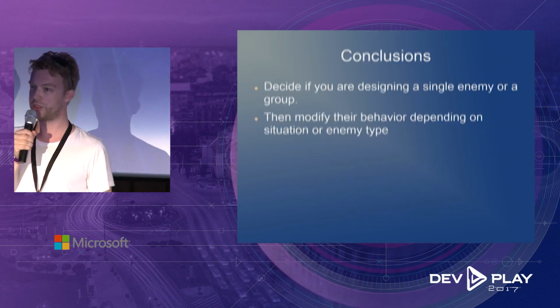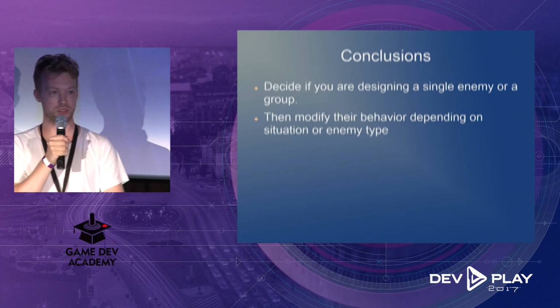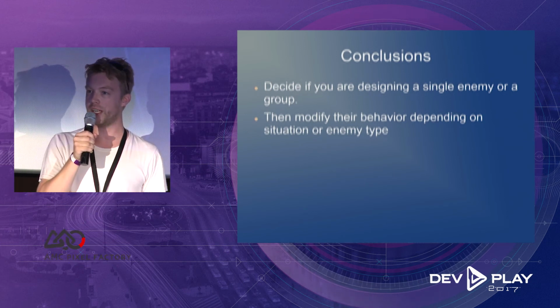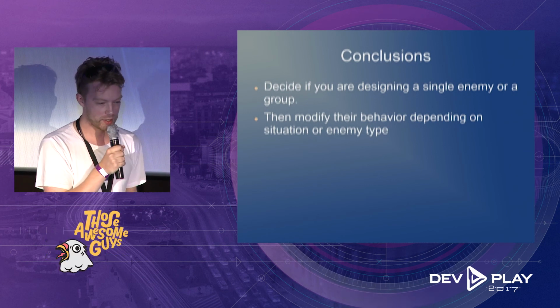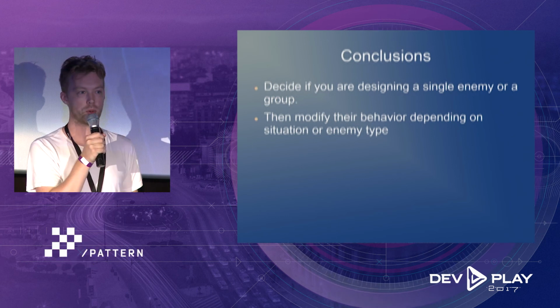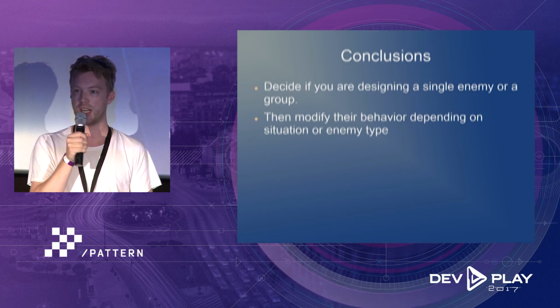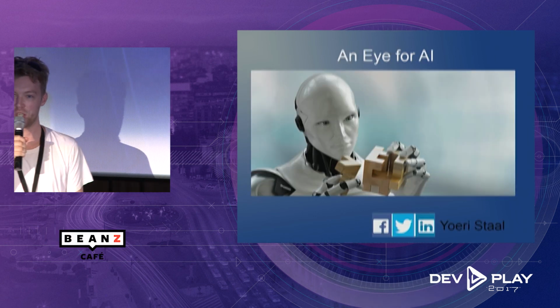So the conclusions. This was pretty fast. Choose if you're going to have a single enemy, like one boss to fight against, or a whole group of enemies, and also change their behavior depending on either the situation or whatever kind of character or class they have. And that's it. Questions?